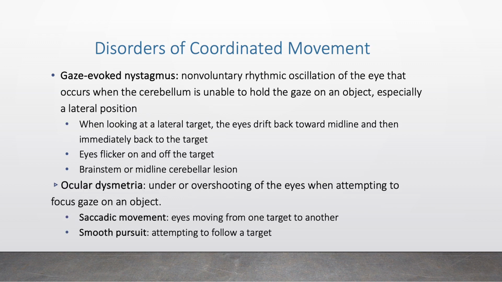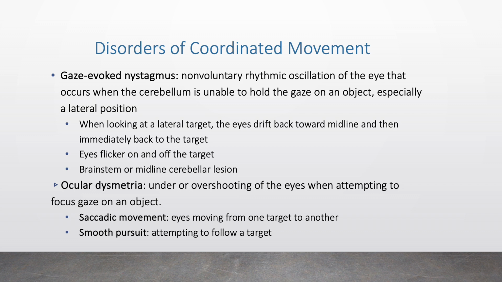Gaze-evoked nystagmus refers to involuntary rhythmic oscillations of the eyes that occur when attempting to fixate on lateral targets. It results from cerebellar dysfunction, which impairs the ability to hold the gaze steady on an object. When looking at a lateral target, the eyes drift back towards midline and then rapidly return to the target, causing a flickering or oscillatory movement. Lesions affecting the brainstem or midline cerebellar structures can lead to gaze-evoked nystagmus.